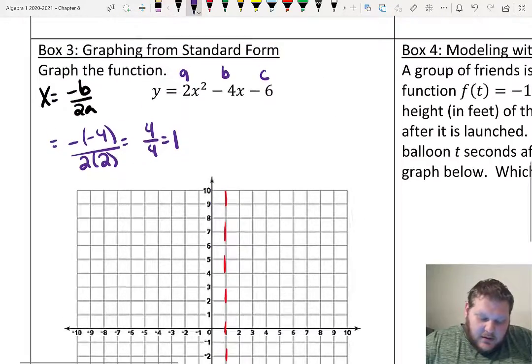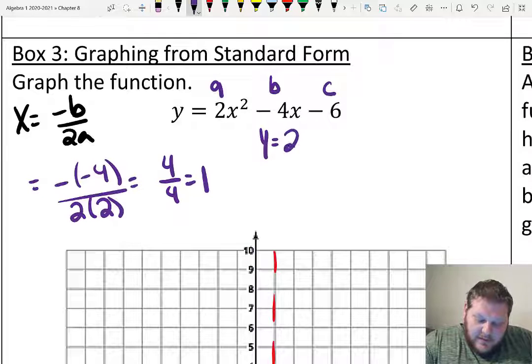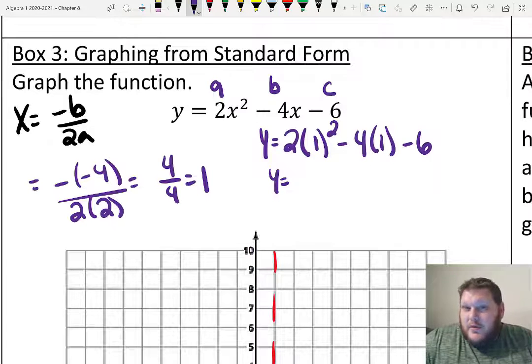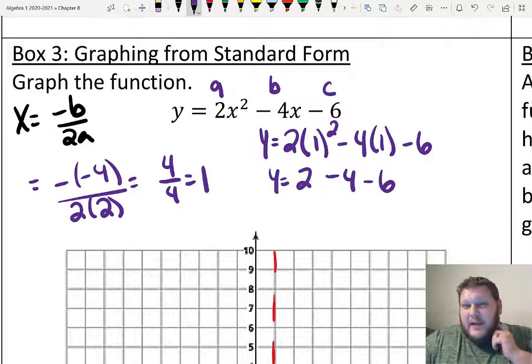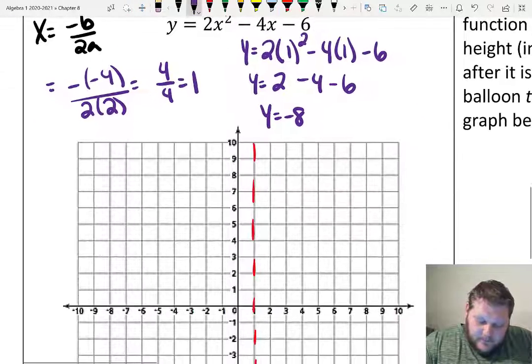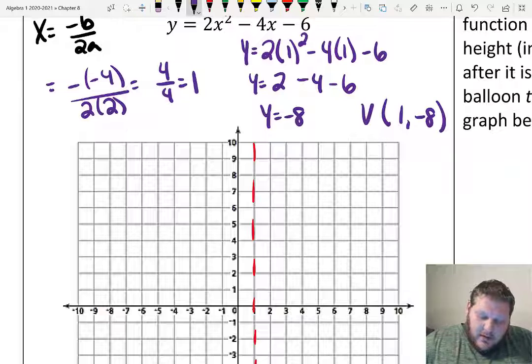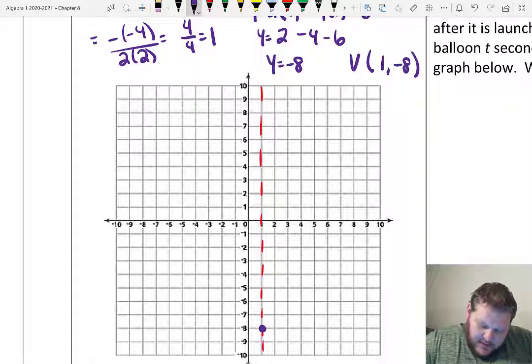I still need to plug 1 into my original equation to figure out the y value for my vertex. So 2 times 1 squared minus 4 times 1 minus 6. Well, 1 squared is just 1, times 2 is 2. 4 times 1 is 4. So 2 minus 4 is negative 2, minus 6 is negative 8. That tells me my vertex is 1 comma negative 8. So right there is my vertex.